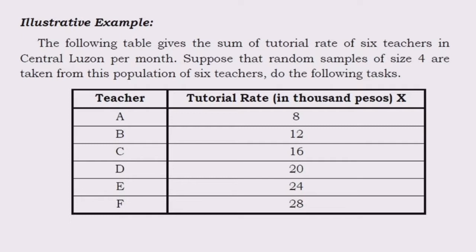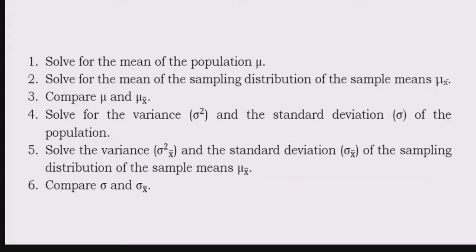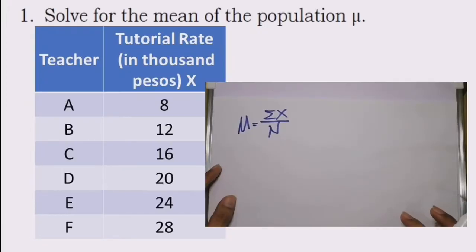So meaning, kung nakabutang diha 8, 12, 16, 20, 24, 28, pasabot na 8,000, 12,000, 16,000, 20,000, 24,000, and 28,000. So as you can see, there are 6 tasks that we are going to solve. So solution. So number 1, solve for the mean of the population.